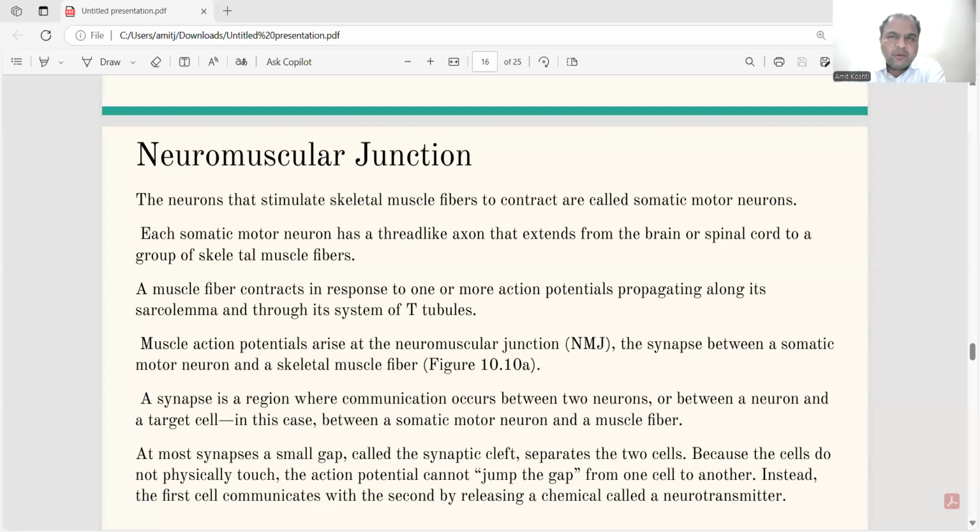Just a second. Okay. So the neuromuscular junction.